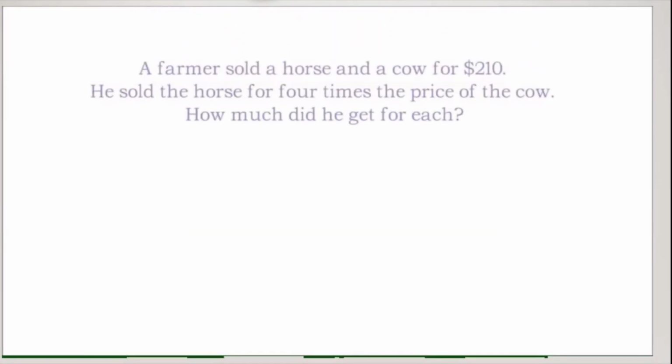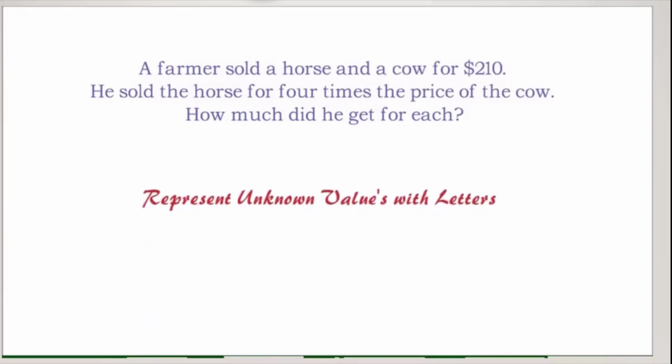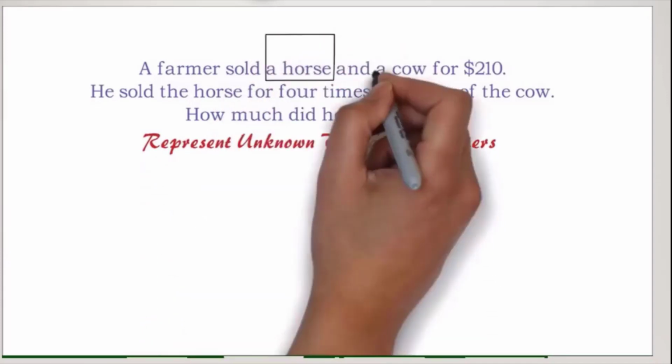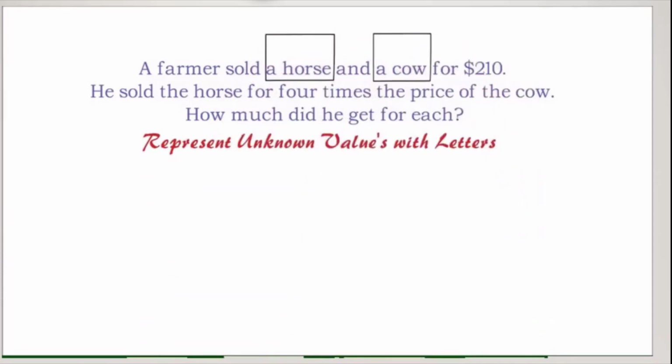A farmer sold a horse and a cow for $210. He sold the horse for 4 times the price of the cow. How much did he get for each? Again, I start by identifying the things the question is about. It's about the price of a horse and the price of a cow. I will represent the price of the cow by C and represent the price of the horse by H.